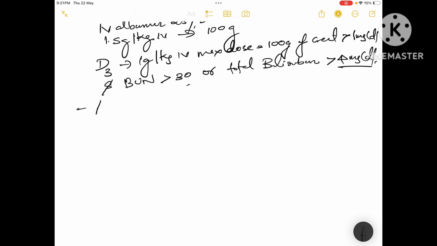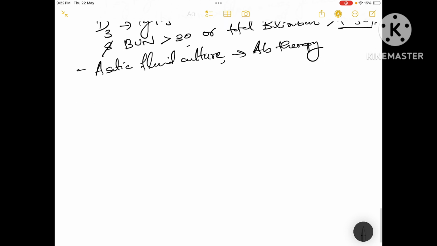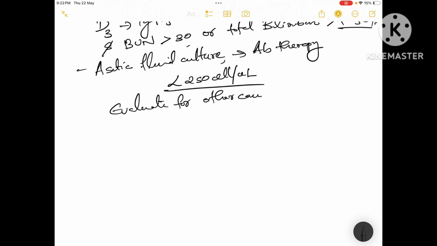So we can use the ascitic fluid culture also. So PMN count we can see. We can go for ascitic fluid culture also. We have to see when any organism is getting flushed, and we can start antibiotic therapy according to that. Okay, so if the number of cells are less than 250 cells per microliter, we can discontinue the empiric antibiotics unless there is evidence of another infection, any secondary infection. So we can evaluate for other causes. Okay, so that's all about the evaluation and management of SBP basically.